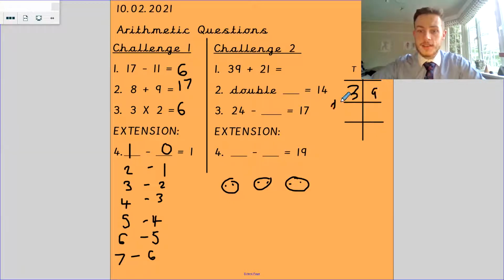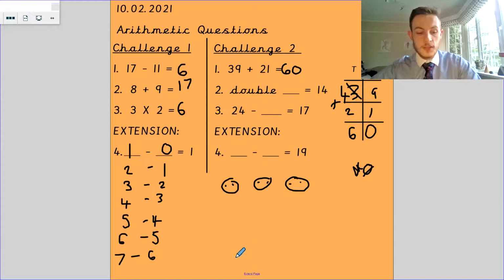39 add 21. Right, 9 add 1, that's 10. My 0 goes here because that's in the ones. My 1 gets added to the 10 section because that's a 10. And I go 3 add 1 makes it a 4. And then I cross out that. And now 4 add 2 is 6. My answer is 60.